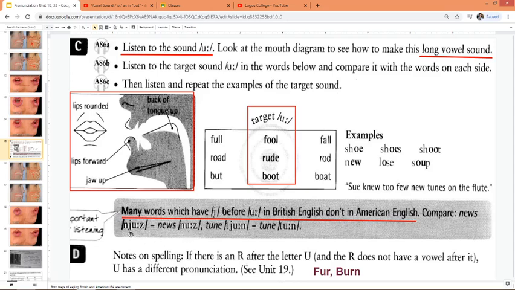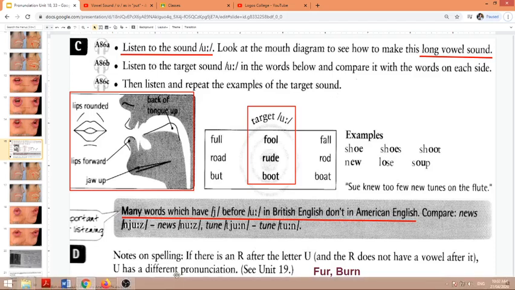Look at this word. British English says tune. American, tune. So both are correct. People will understand you, and that's the very important part. And as long as people can understand what you're saying, that's what's important. Okay. There's no wrong way to say this one. You can say news or news. It's up to you.